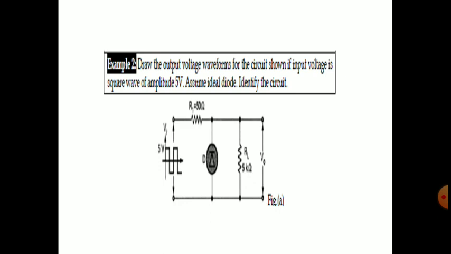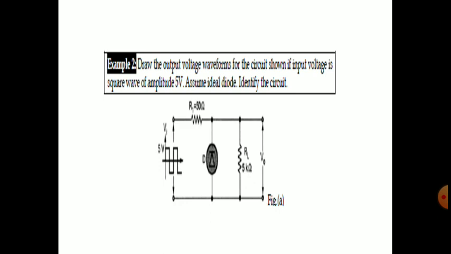So we need to practice some of the other problems also. Still we have 15 to 20 minutes left for this class. So all of you write down the question. First question: draw the output voltage waveforms for the circuit shown if the input voltage is a square wave of amplitude 5 volts. Assume the ideal diode.